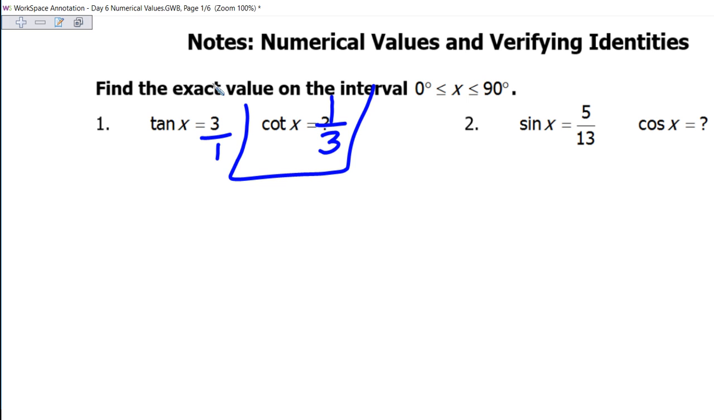Next one, problem 2. We're given that the sine of x is equal to 5/13, and we need to find the cosine of x. Now, I need to tie this together with some of the identities that we learned last week. So I know an identity with sine and cosine would be sine squared plus cosine squared is equal to 1. Make sure you have that one memorized for our test coming up.